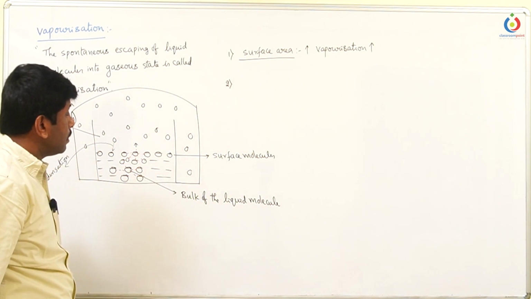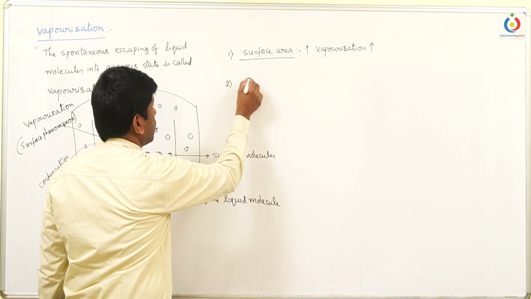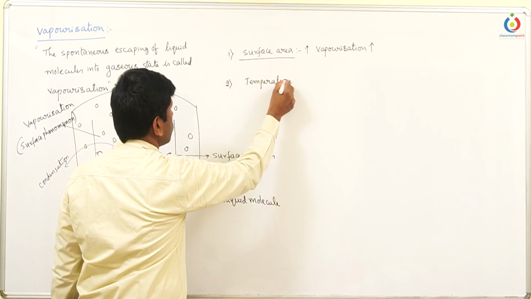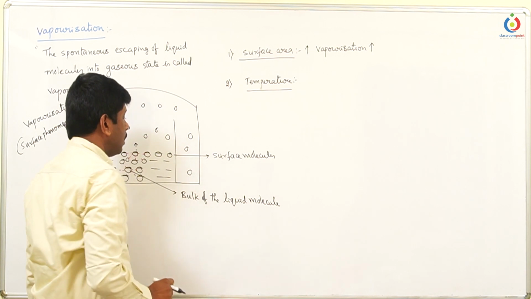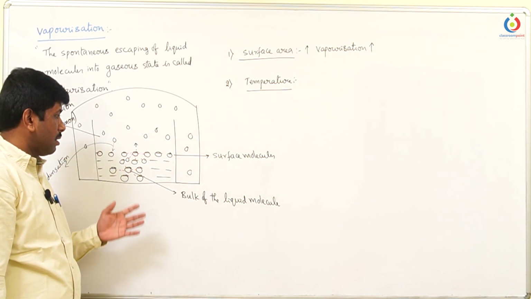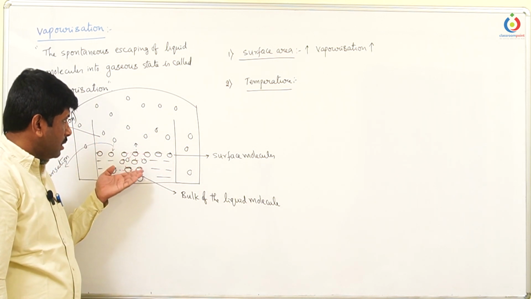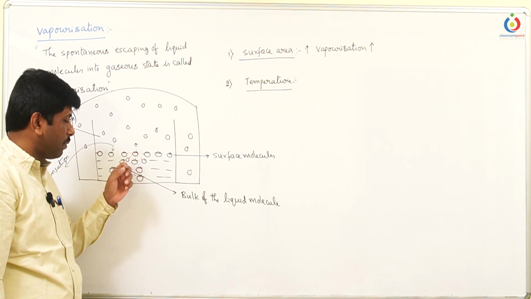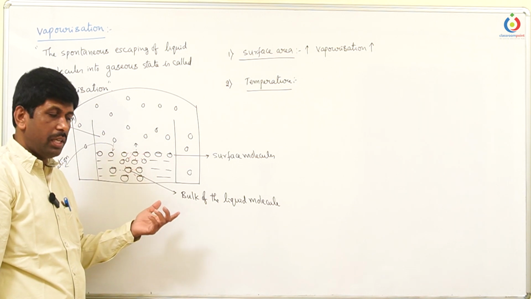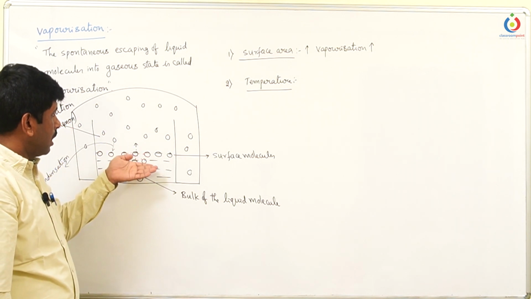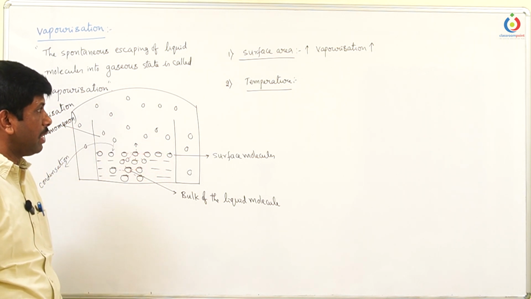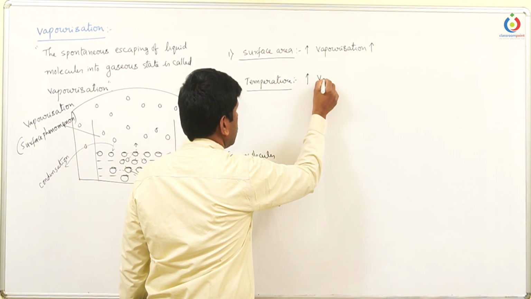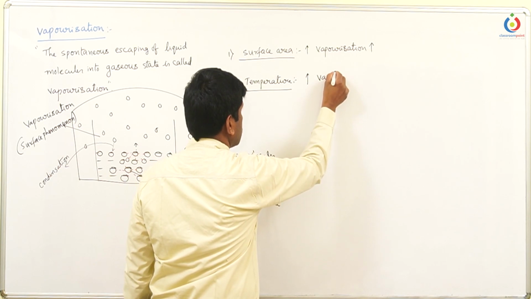And the next one is temperature. What happens if temperature is raised? When temperature is raised, it helps in breaking these attraction forces very easily, so the conversion of molecules into the vapor state also becomes very easy. That's why an increase in temperature also increases the vaporization process.